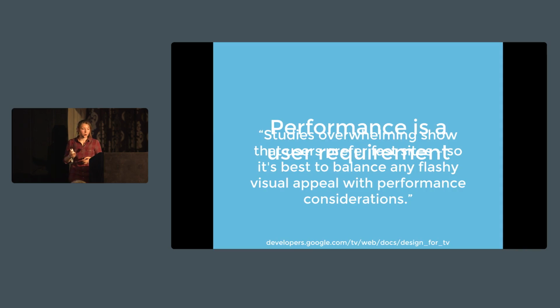Sites load a lot slower on console browsers than desktop. So this advice is from Google's documentation about designing for TVs. Sites will load slower on TVs and consoles than on desktop machines, so it's really important to focus on optimization here. And that's why it's good to test on real devices. You'll get a feel for the speed of the site and how sluggish it feels to actually use.